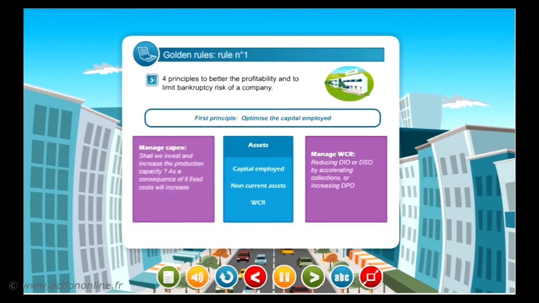Manage the CAPEX. Shall we invest? Increase the production capacity? As a consequence, its fixed costs will increase. Or is there any productivity optimization possible? Is there any alternative, such as subcontracting or outsourcing non-core activities?